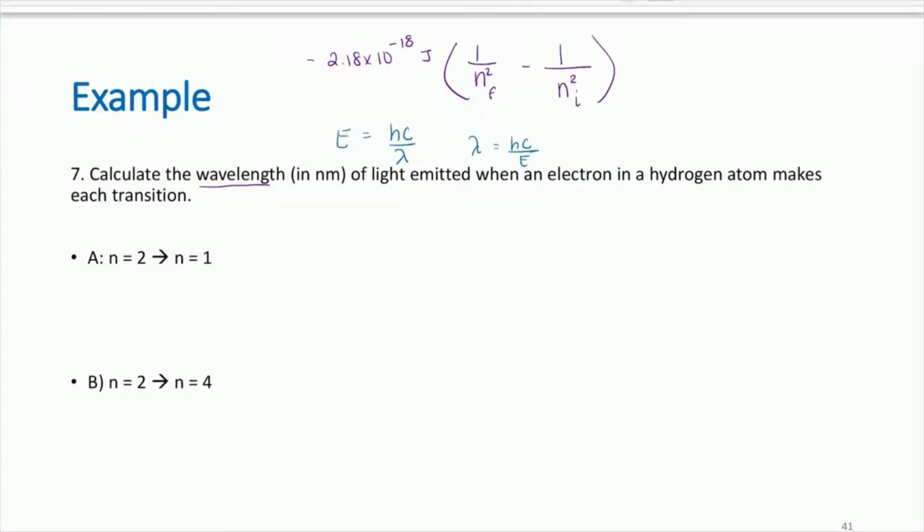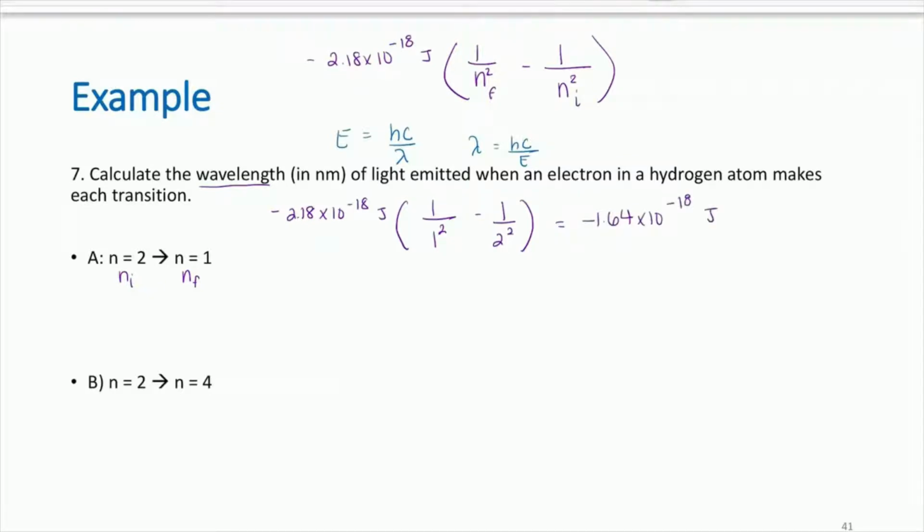So for the first example, n equals 2 going to n equals 1. This is n initial, this is n final. Negative 2.18 times 10 to the negative 18th joules times 1 over 1 squared minus 1 over 2 squared. Be careful plugging this into your calculator. Use parentheses when appropriate. And you should find the answer to be negative 1.64 times 10 to the negative 18th joules.